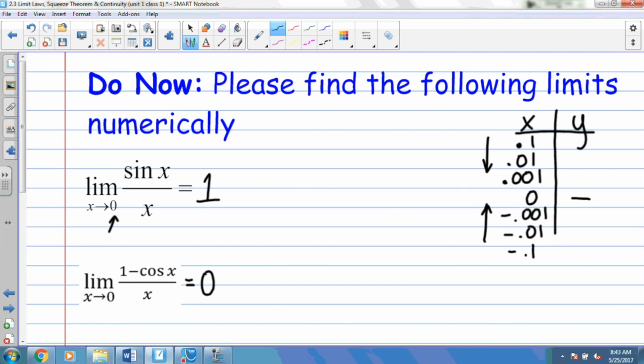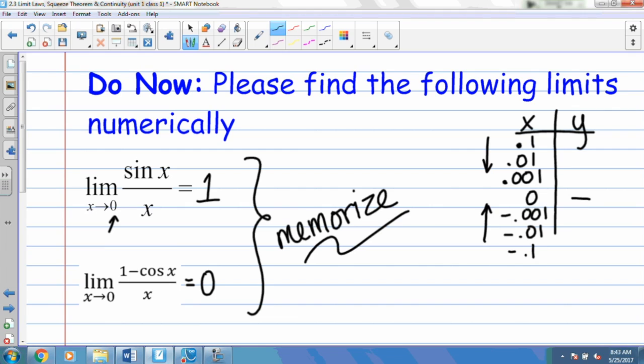So these are 2 limits that you should memorize, and they are also on your colored card, so you could write those limits right on there to help you memorize them. I hope this was helpful.